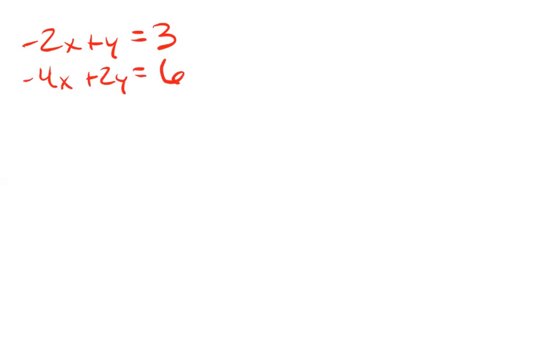I'm going to move on to the other way that we're going to be able to tell, other than putting them in y equals mx plus b. So let's look at the equation negative 2x plus y equals 3, and then negative 4x plus 2y equals 6.